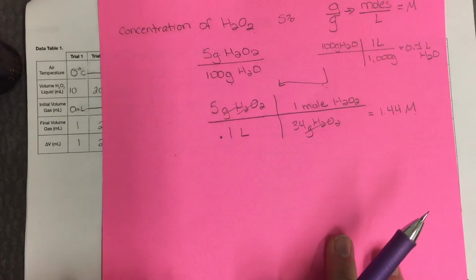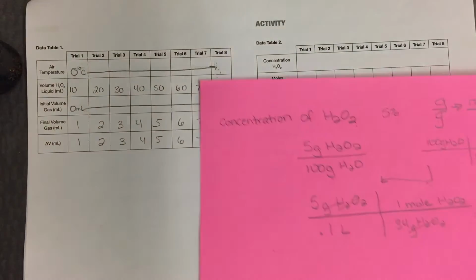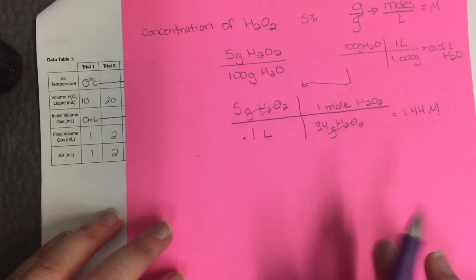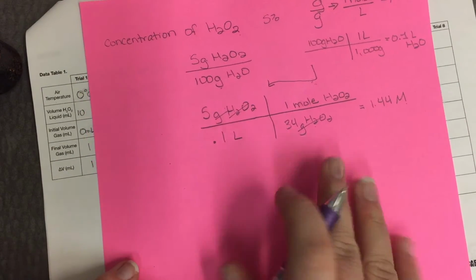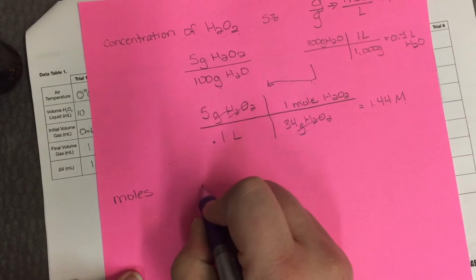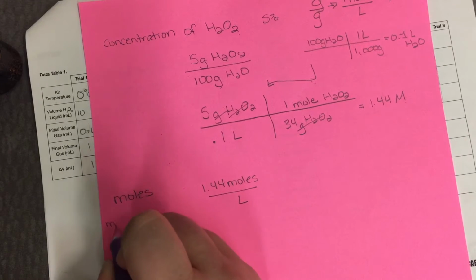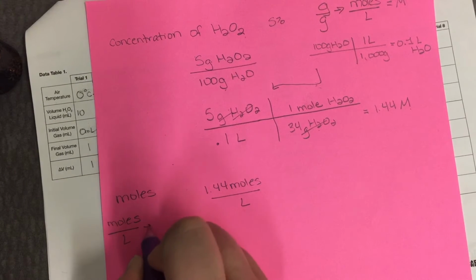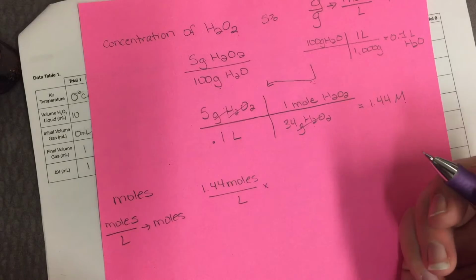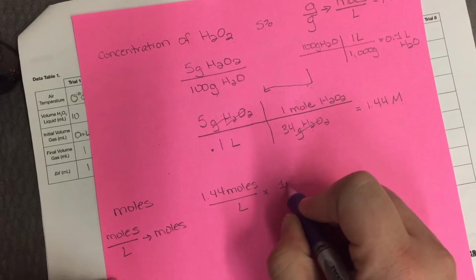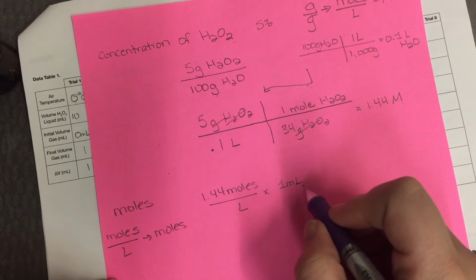So our next box asks us for moles of H2O2 in each trial. So now that we have moles per liter, so we have 1.44 moles per liter, and we have to go from moles per liter to just moles. So in other words, we've got to get rid of this liter. In trial 1, there was 1 milliliter of H2O2 used. And then of course we have to convert this to liters.